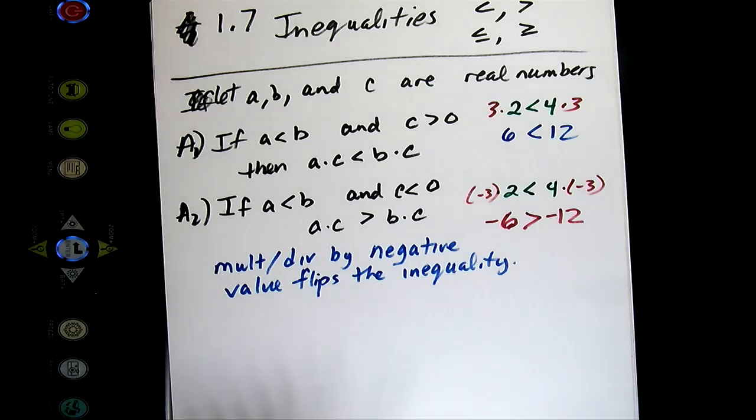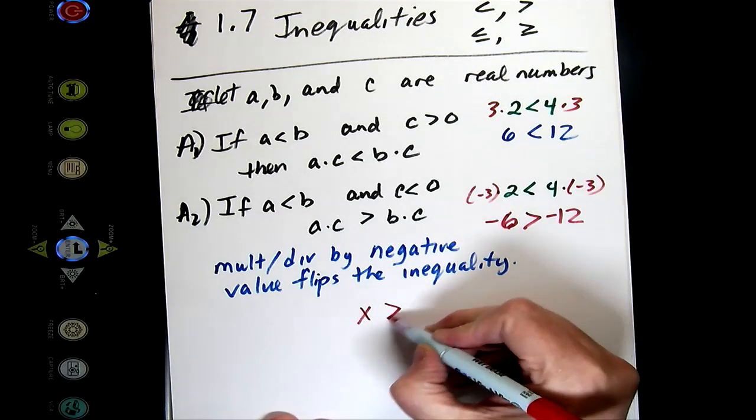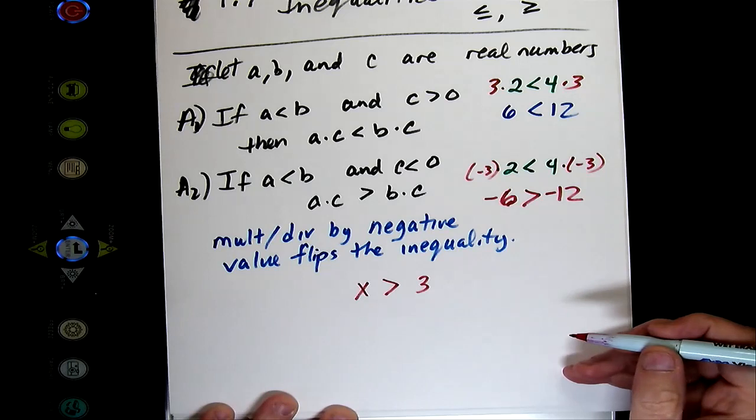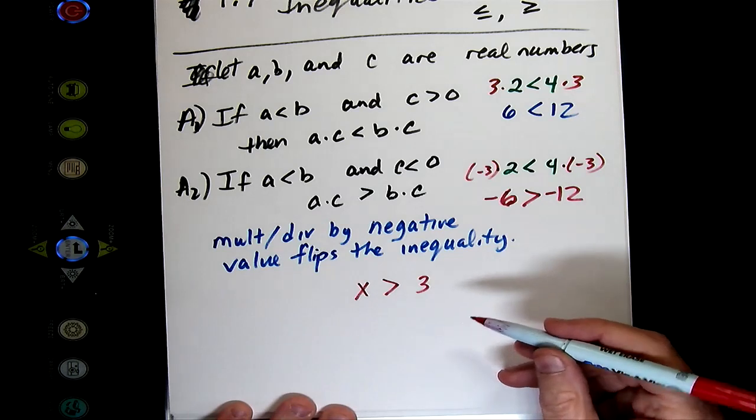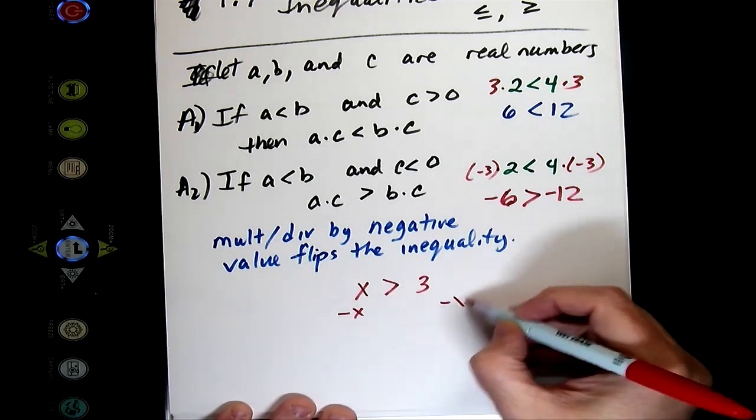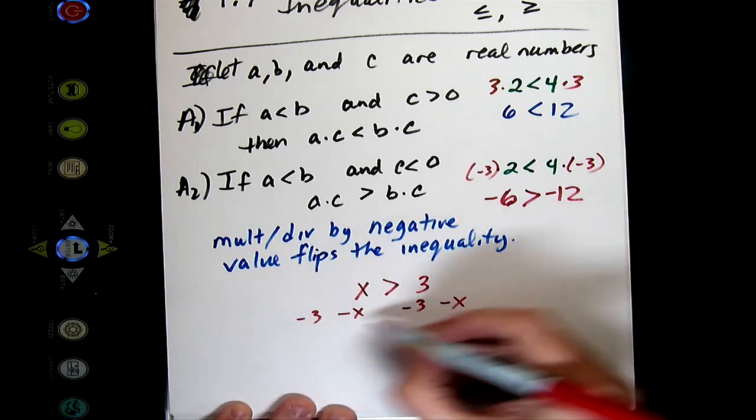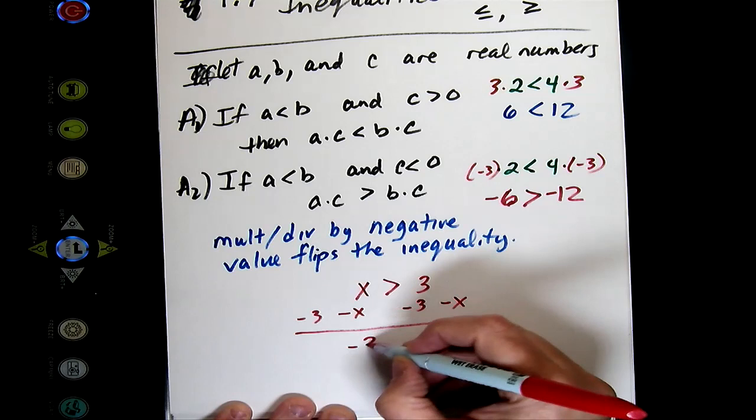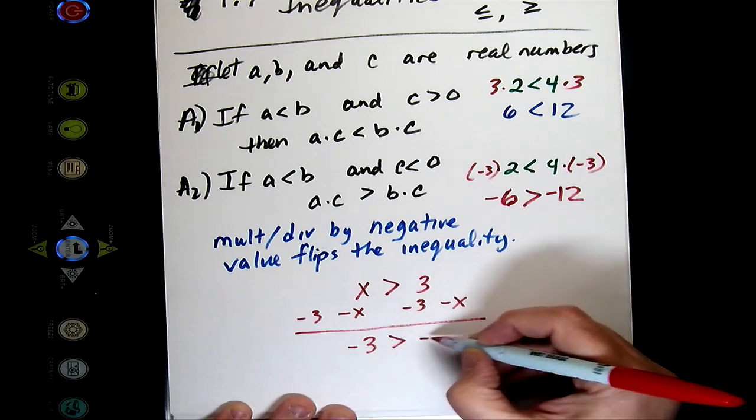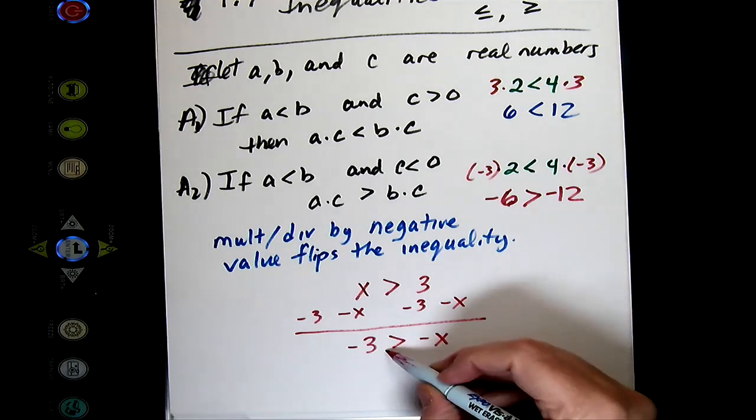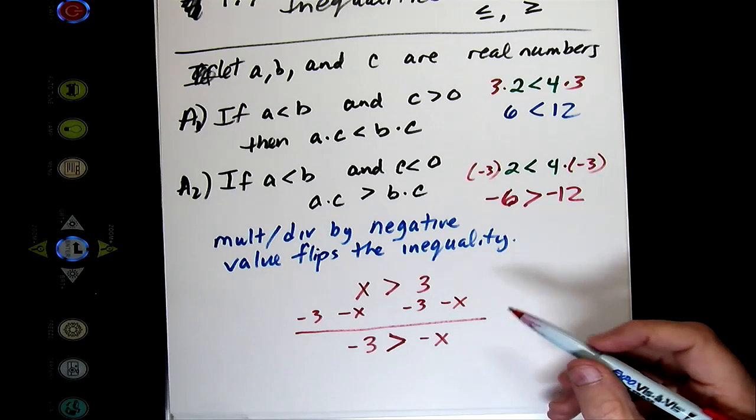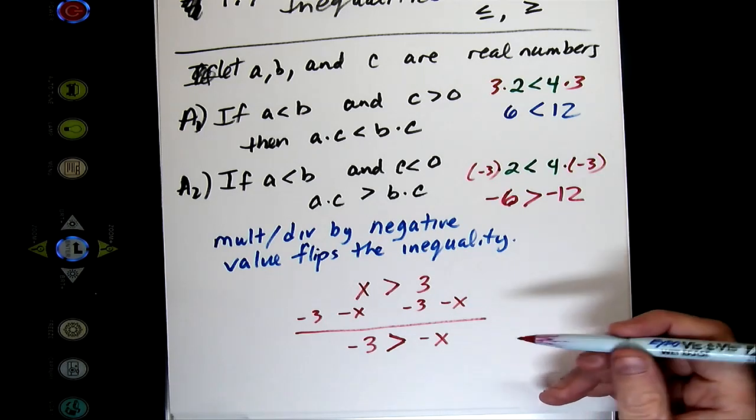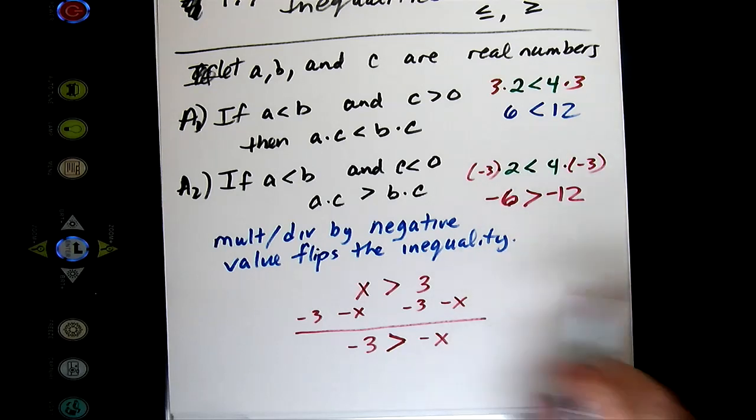Might even be easier seeing with just some straight stuff. If I have x is greater than 3, let's swap sides just by subtracting and adding. Let's subtract x from both sides and let's subtract 3 from both sides. And I get -3 is less than -x. Because adding and subtracting still does not change the sign. So adding or subtracting does not change the inequality. It's only multiplying or dividing by a negative.